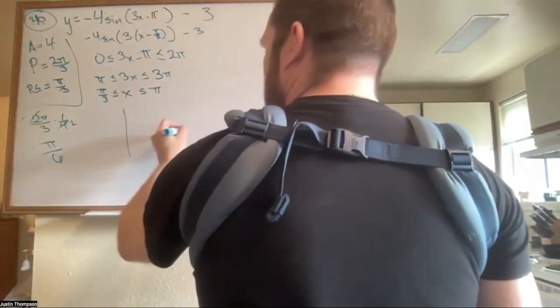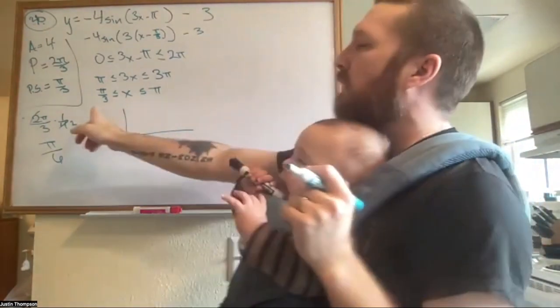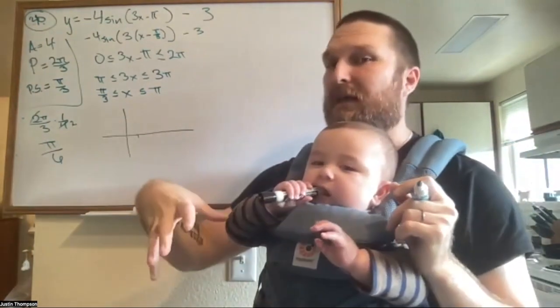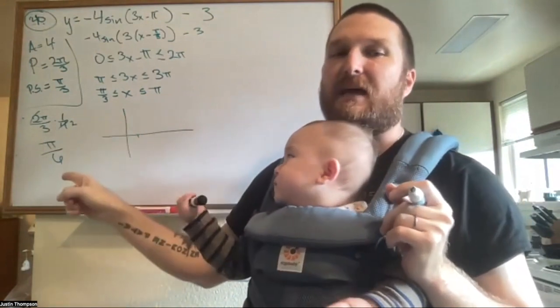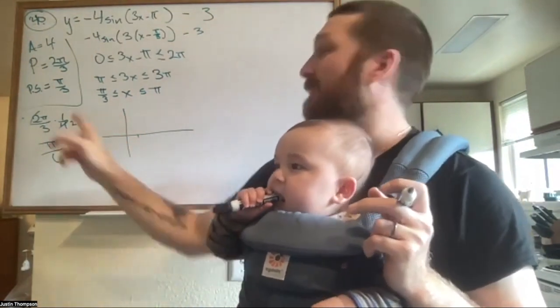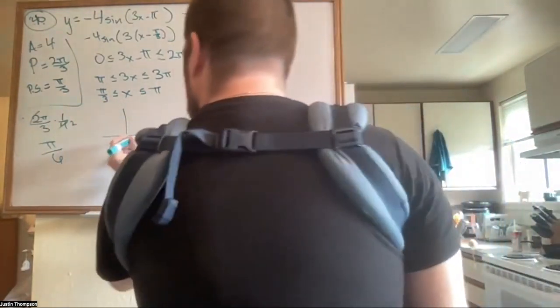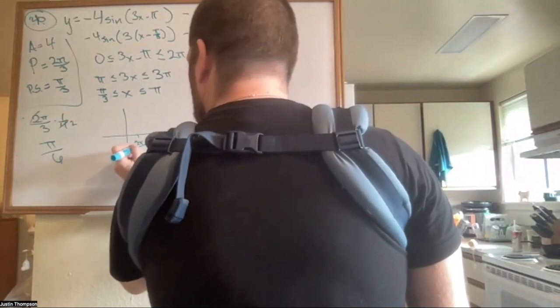So let's just start here. Here's pi over 3. But another thing I know is kind of like the problem last time. It's not easy to add pi over 6 to pi over 3. So let's get a common denominator. And I'm going to say, instead of pi over 3, how about 2 pi over 6? So I'm starting at 2 pi over 6.